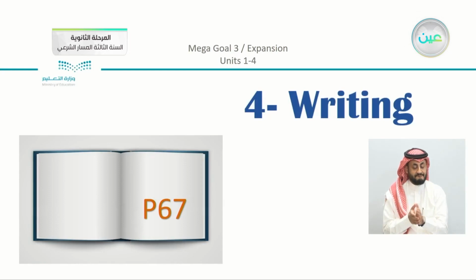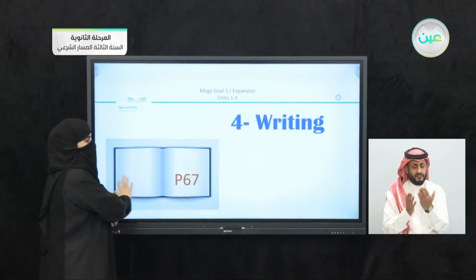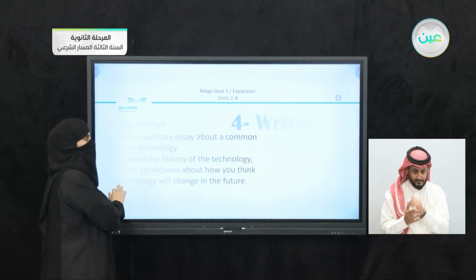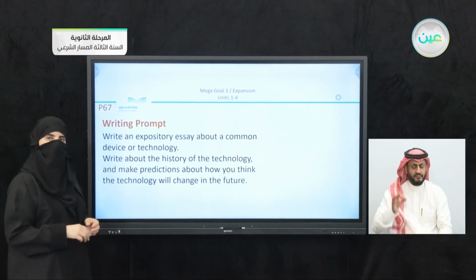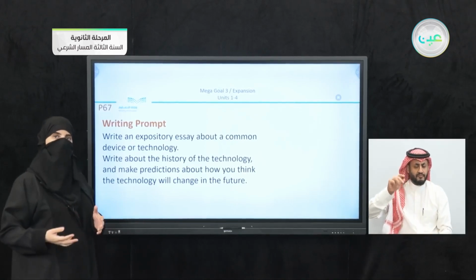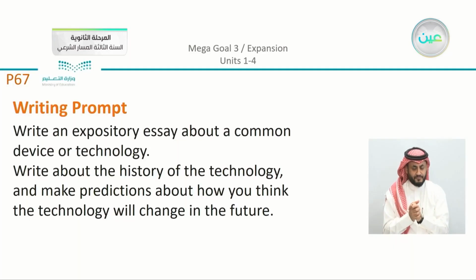Now going back to the idea of writing. We have here writing on page number 67. We are going to see what we have here. Now we have here writing prompt. We did write different essays throughout the units, but we are going to see what we have next. Now write an expository essay. Do you remember the word expository? Expository essay about a common device or technology. Write about the history of the technology and make predictions about how you think the technology will change in the future.